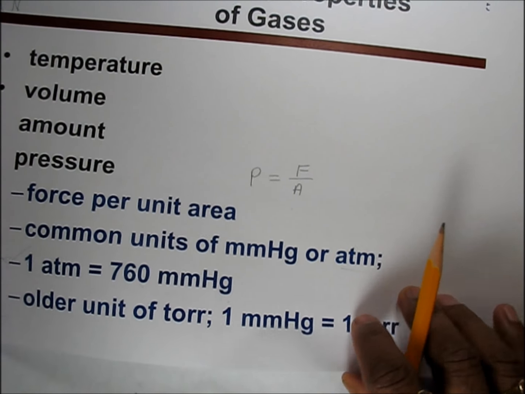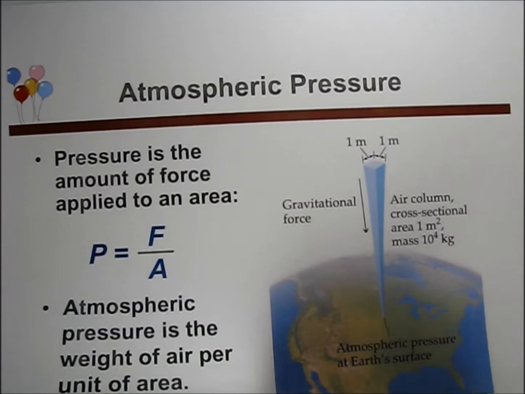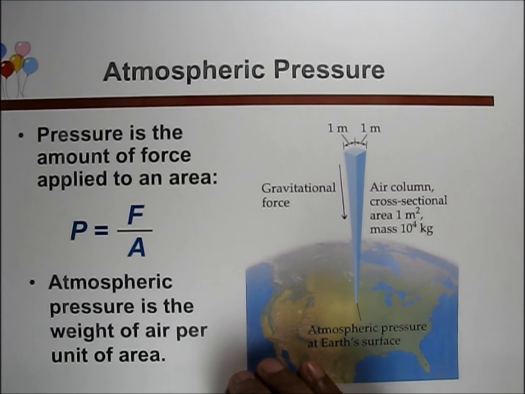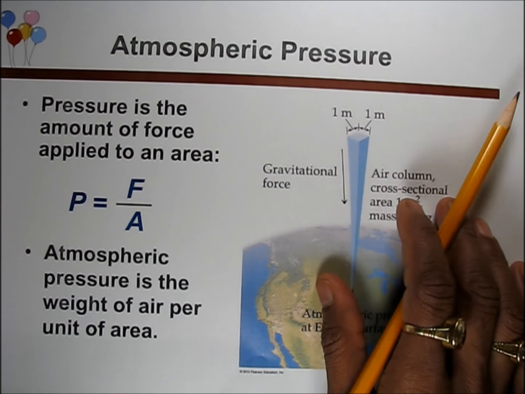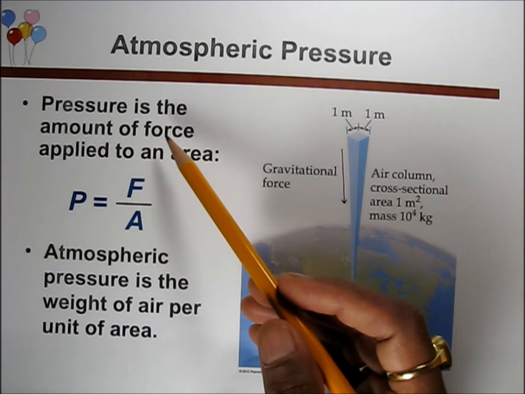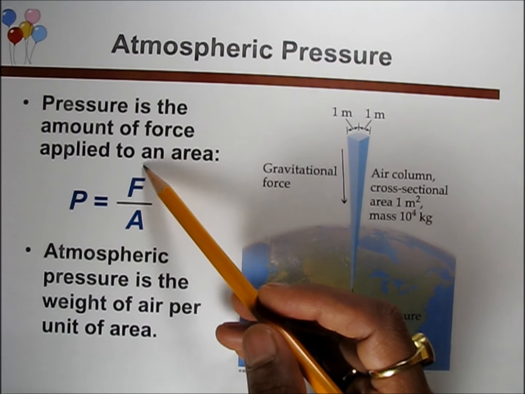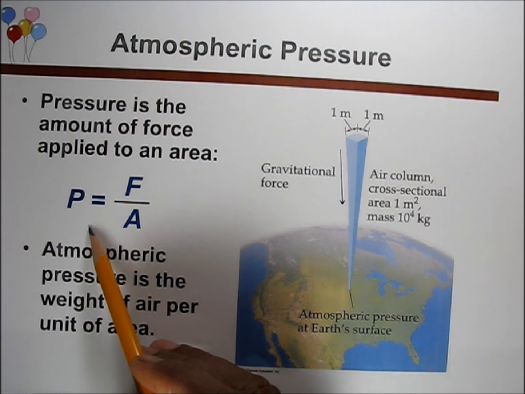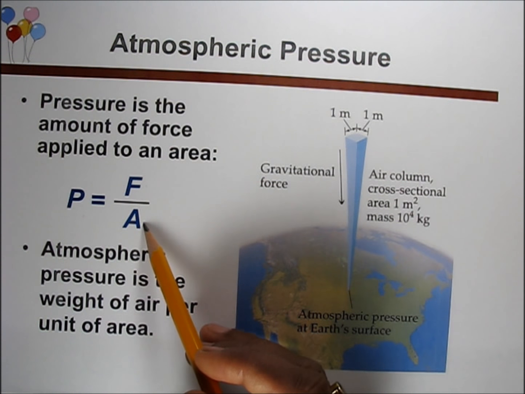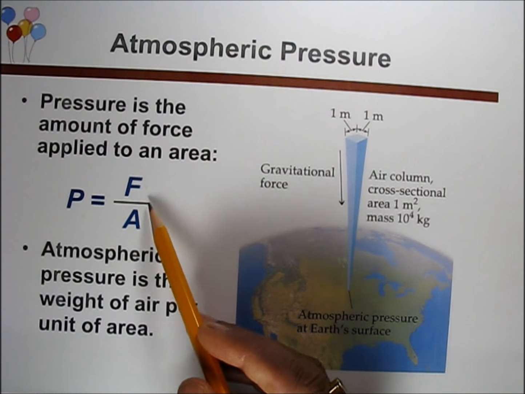Next, once again we will study some more about pressure, atmospheric pressure. What is the meaning of atmospheric pressure? Pressure is the amount of force applied to an area, as we have seen in a previous slide, that pressure is equal to force per unit area.